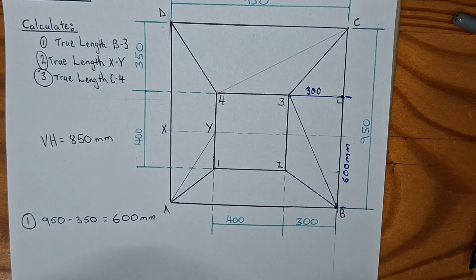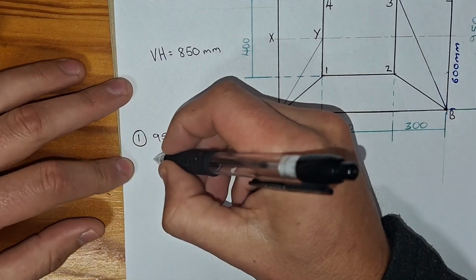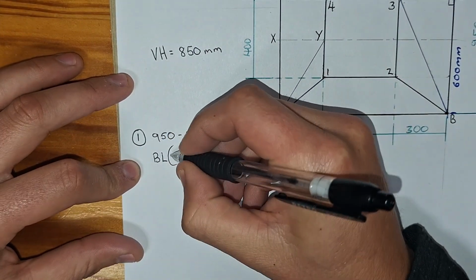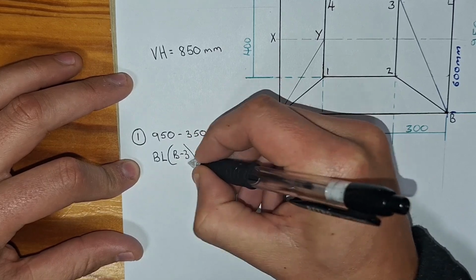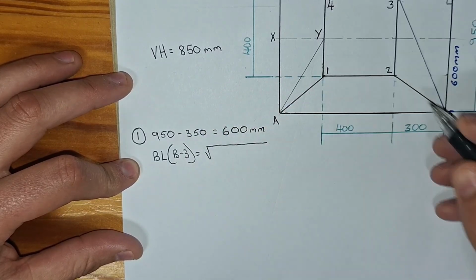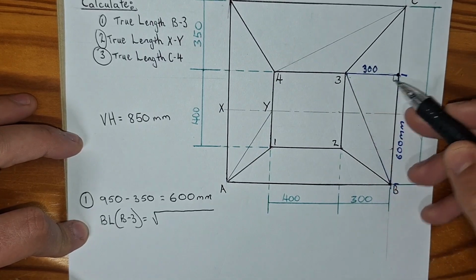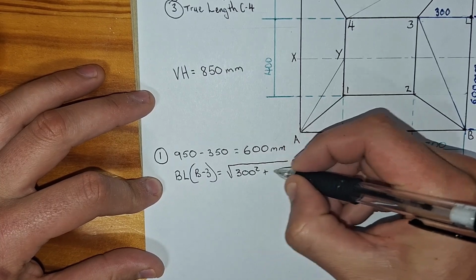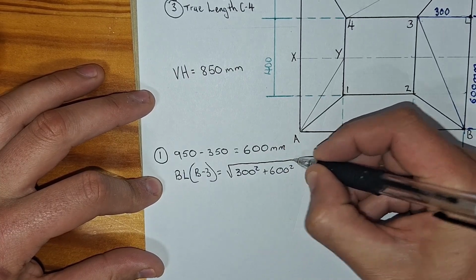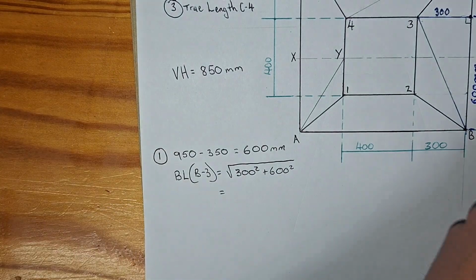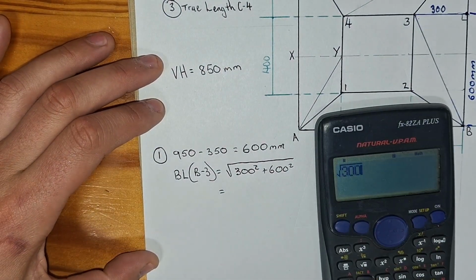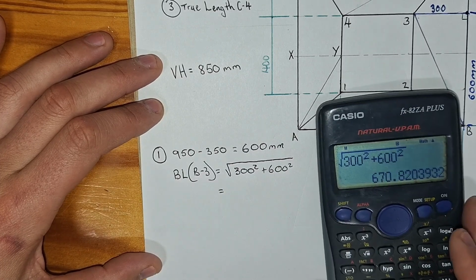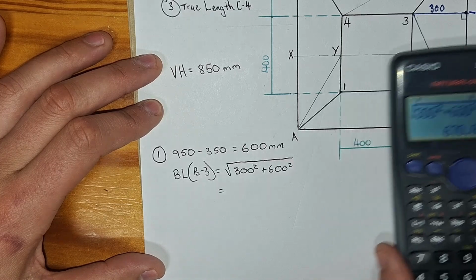We will write down that we are calculating the base length, BL referring to base length, B3, equals the square root of 300 squared plus 600 squared. And this will give us a value of 670.82 millimeters.